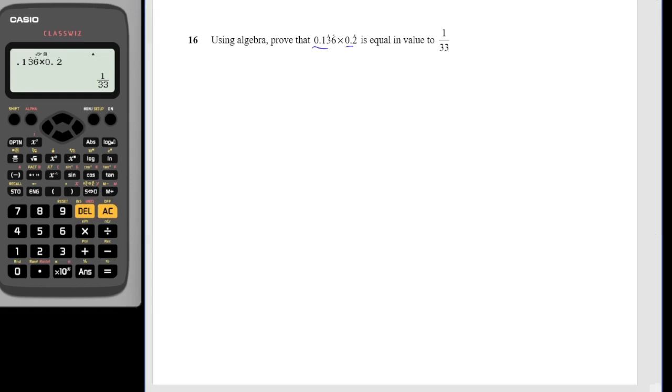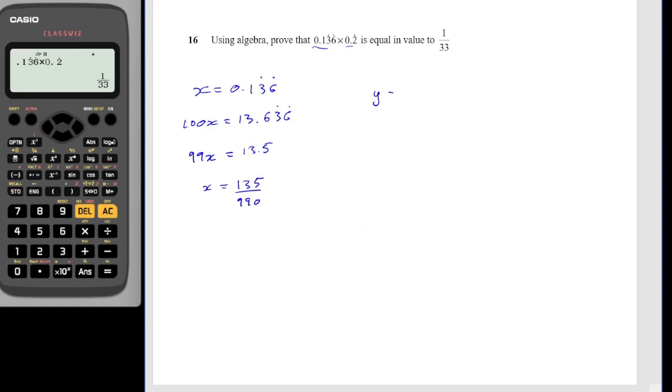So what I'm going to do is start by calling the first number x, 0.136 recurring. I'm going to times that by 100. So 100x is going to be equal to 13.636 recurring. So 99x is going to be equal to one take away the other, so that's going to be 13.5. So x is going to be equal to 135 over 990. I've just timesed by 10 on both there just to get rid of the decimal. And I could simplify that at this point, but I'm not going to just yet.